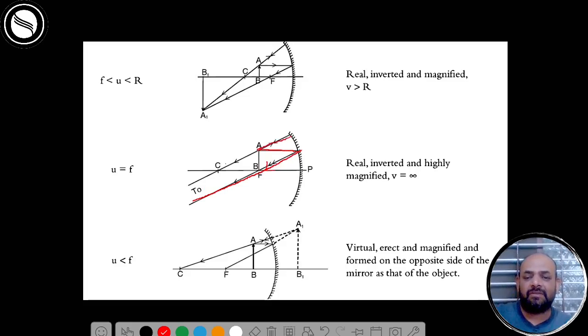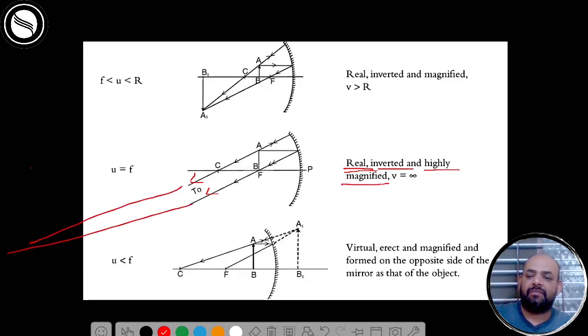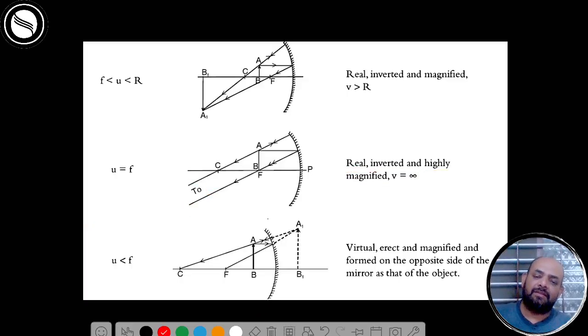Second ray you can pass through the center also. Now if you look at these two rays, the reflected rays are parallel to each other, so they will never meet. So we'll assume that they meet at infinity. Just like the rays coming from the sun are parallel to each other, in the same way parallel rays always meet at infinity. Infinity means very far. So the image will be real, because these are also real rays. They'll meet at infinity, so that's why it is real, inverted and highly magnified. The image will be very large, because wherever they meet at infinity, it will be very large. So real, inverted and highly magnified.